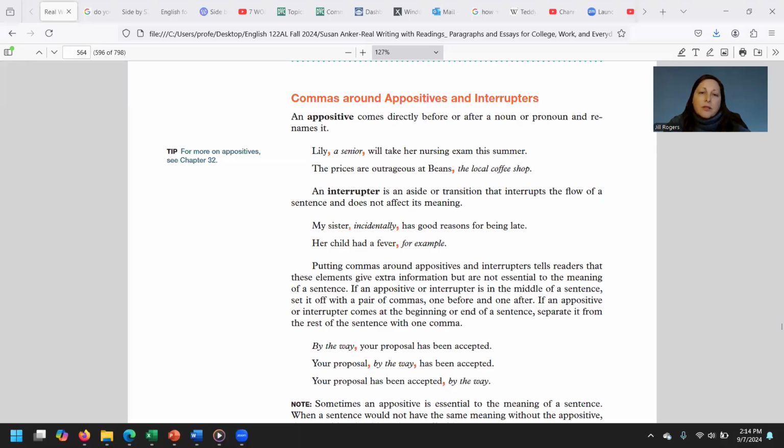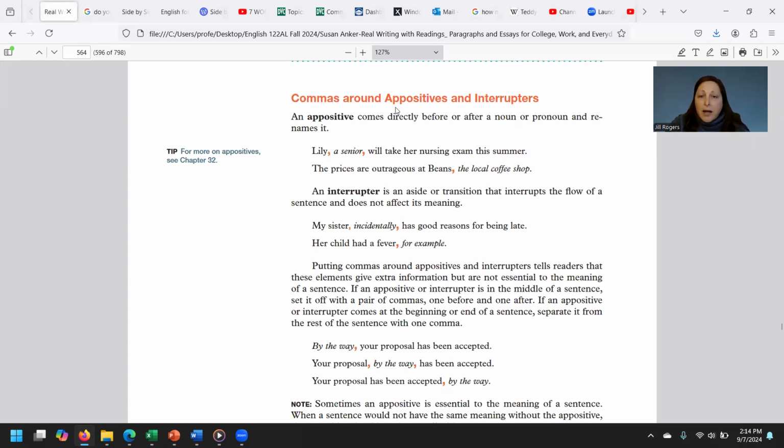Hi. So this is part four with commas. These are commas around appositives and interrupters. Now, some people have trouble at first because this word appositive, maybe you haven't heard it before. Maybe you don't understand it. So let's go over that. And also we will talk about interrupters.